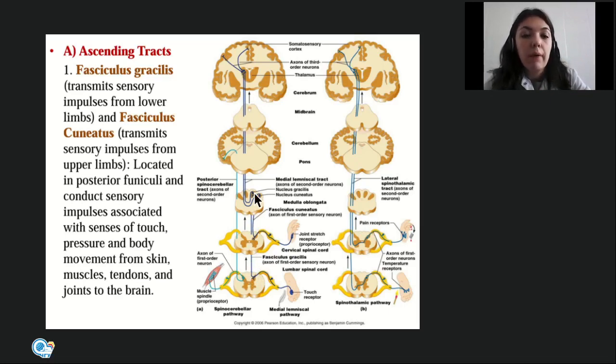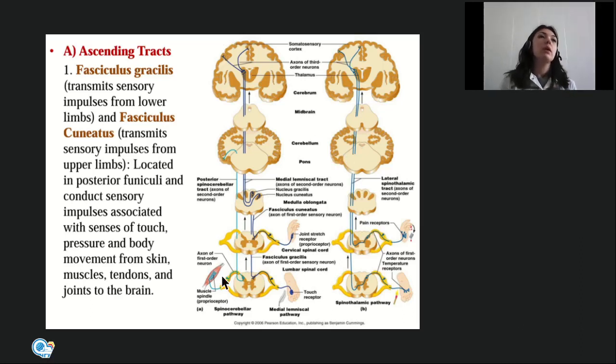Here synapses are formed. The axon of the first order neuron forms a synapse with the body of the second order neuron, and then the axons of the second order neuron decussate at this level, and they form the medial lemniscus that passes through the pons and midbrain and reaches the ventrolateral nuclei of the thalamus. It forms synapses with the bodies of third order neurons, which are located in the ventrolateral nuclei of the thalamus, and the axons of third order neurons reach the cortex of the postcentral gyrus. That is the main somatosensory area. So that is the bulbothalamic tract.